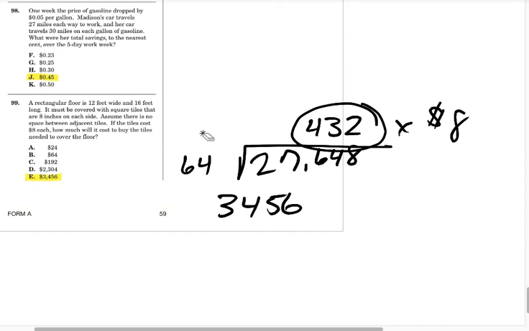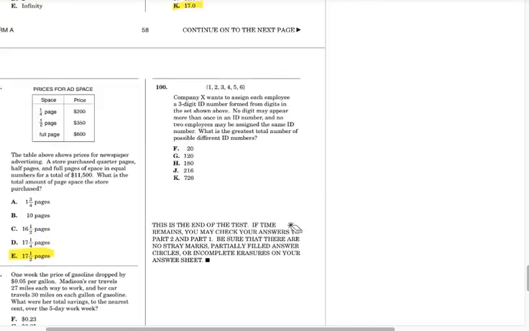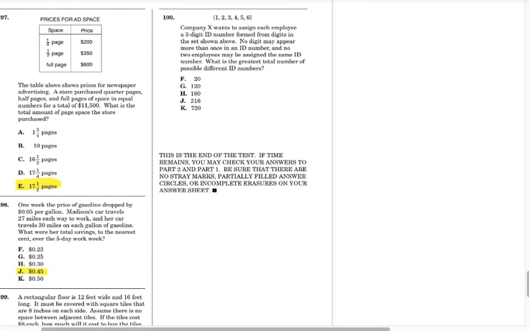A lot of work in that problem too. If it wasn't the second to last problem, I would probably tell you to do it at the end, but we're at the end. So anyway, last problem.